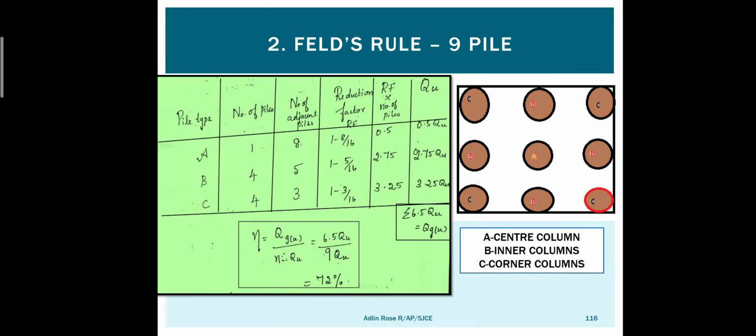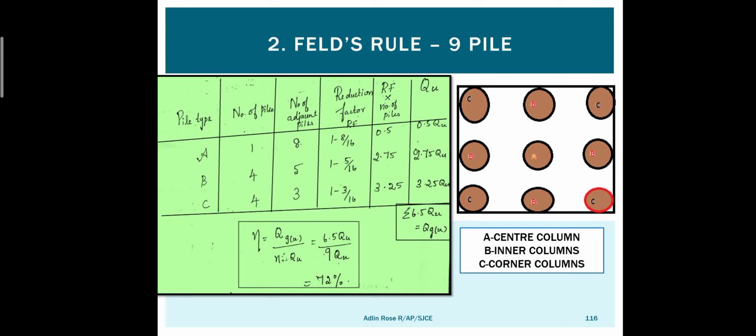First we mark the corner piles, center piles, and the remaining inner piles. Then we mark the number of piles in the corner or center category. Then we find the adjacent piles to the pile we are considering. Then we reduce that by 1 by 16, which means 1 minus adjacent piles by 16. Now we find the reduction factor by applying Fell's rule factor. That is Fell's rule.